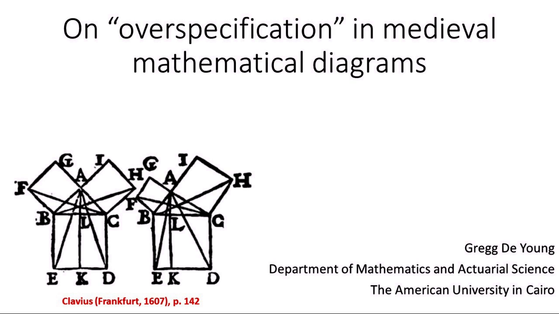Overspecification is a characteristic of medieval mathematical diagrams. The diagram at the left of your screen is overspecified in the sense that the right triangle is drawn as isosceles, even though the mathematics of the proposition does not require this to be so.